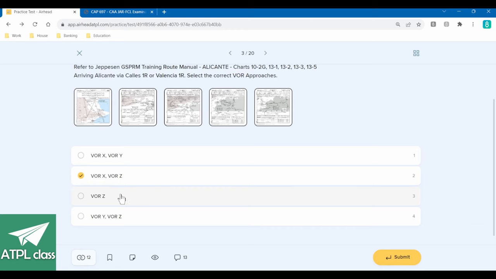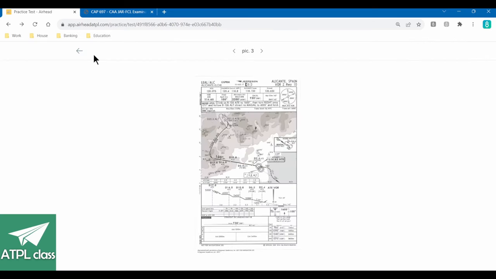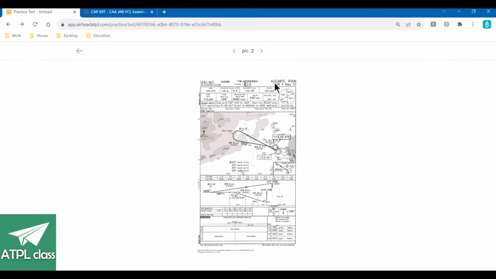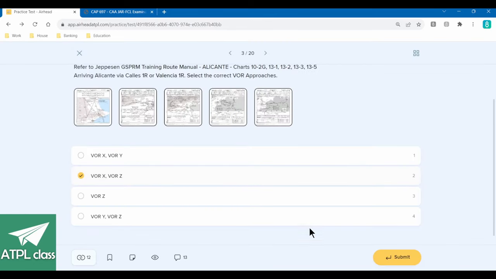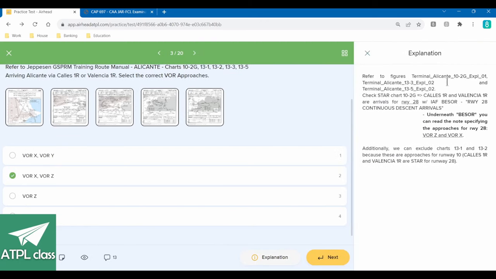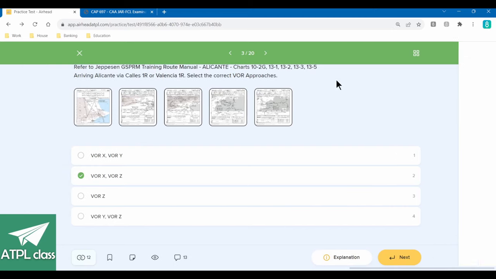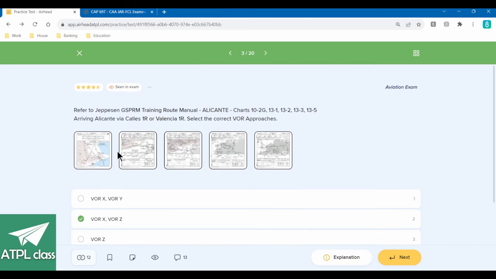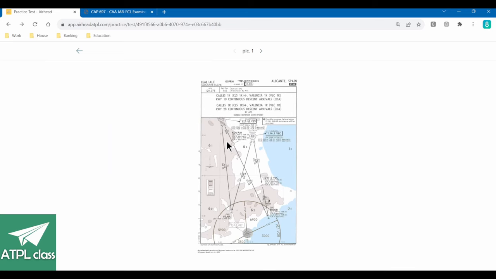So VOR Zulu was correct. VOR Yankee in both these, is that onto runway 10? VOR Yankee onto runway 10. So yes, this is the correct answer. Explanation: refer to the charts. That's just making sure you understand where an arrival ends. It's quite a simple question. It's just reading the chart, get familiar with the charts.